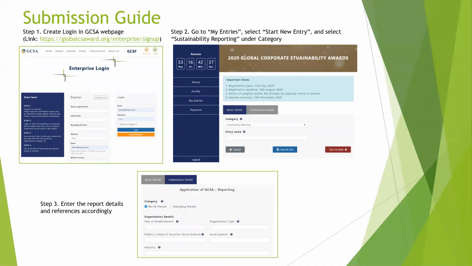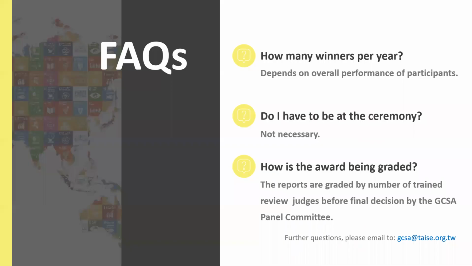So a bit of an idea of how you're going to submit this report online. Just go to this website and sign up with a login, and you can go to the my entry section and press start new entry and then select sustainability report under the category. And you can follow the prompts from there.